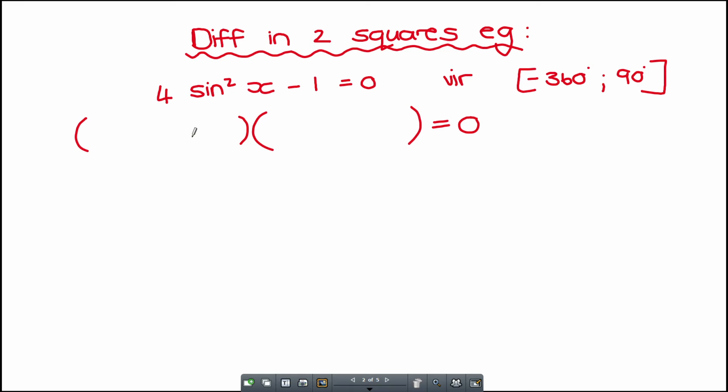The one will just have a plus, and the one will have a minus. Nee? Okay, so the 4 sine squared x, square root of that, gaan vir my gee 2 sin x. En wat is vierkantswortel van 1? 1. Okay, wees nie by so ver nie. Okay, and now my next step, we make each one of those brackets 0. Nee, is julle reg?